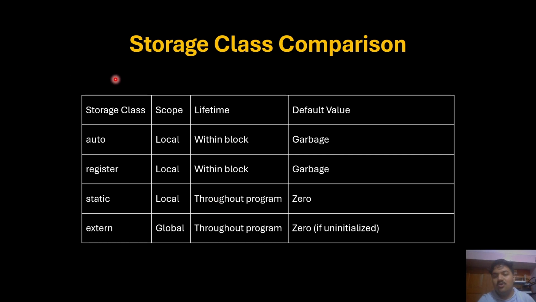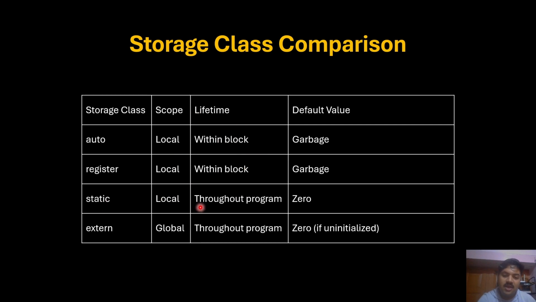So let's see the common differences between the storage classes. It's a normal comparison. The storage classes are here: auto, register, static, and extern. The scope for auto, register, and static is local, as we discussed before. These are local variables, whereas an extern variable is a global variable. Lifespan: auto and register have the lifespan of within a block. It can be a function block or a code block. It cannot be accessed outside the code block or the function block.